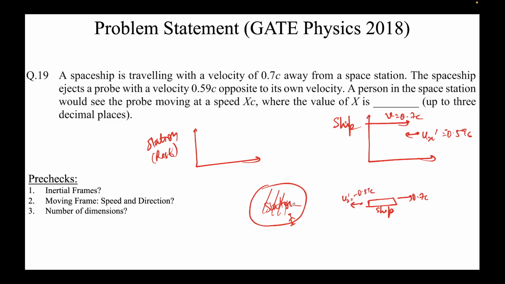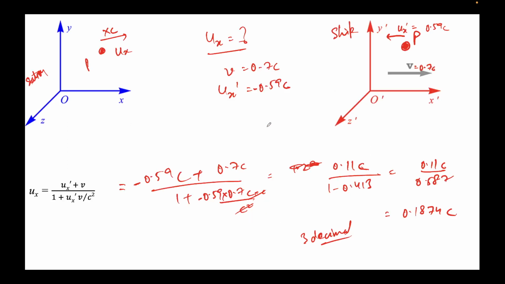So the person in the space station, sitting here, would see the probe moving at speed xc. So this person sees that this probe is moving at this speed, which we call ux. This is our notation, no primes, at the speed xc, right? So this was the frame of reference of the spaceship. But this probe will also have some ux velocity, the same probe: one velocity measured with respect to the spaceship, the other velocity ux with respect to the space station, and we need to find the value of ux. Ux is xc, so if we find the value of ux in terms of c, we'll get the value of x. So that's what we did, and we did this analysis here. So we know ux.